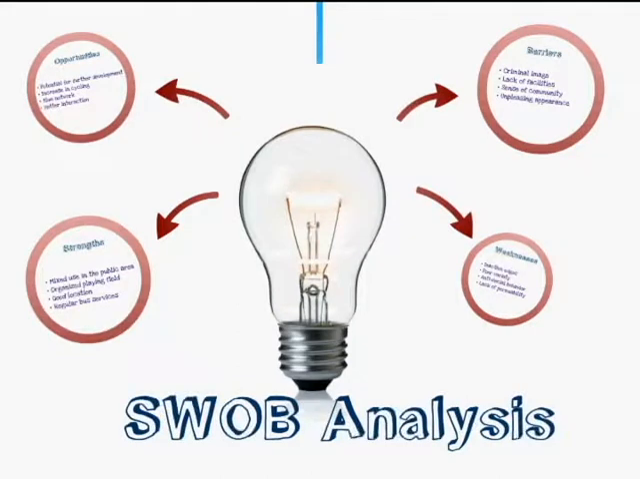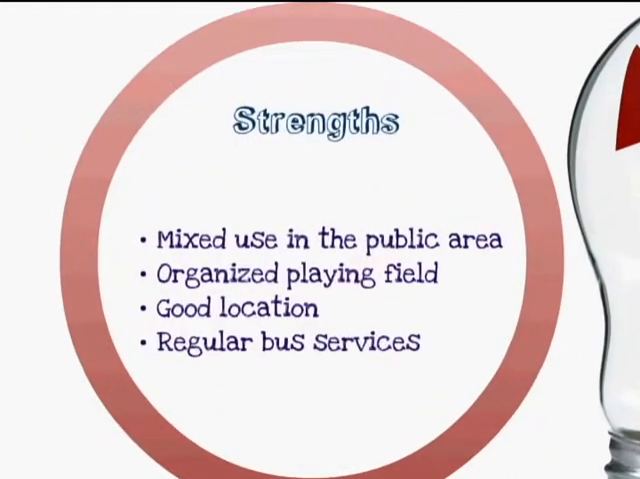For creating a relevant design proposal for Wood Farm, it's very important to understand the area with its own advantages and disadvantages. Using the findings from the report, I've outlined several key elements we need to consider in developing the proposal. Strengths: mixed use in public areas, organized playing fields used by children and adults, a good location not far from the historic center of Oxford, Headington and Cowley, and regular bus services connecting Wood Farm with the surroundings.